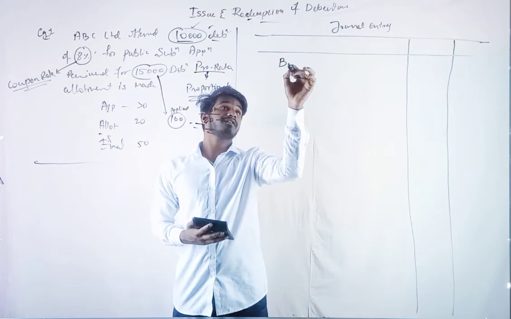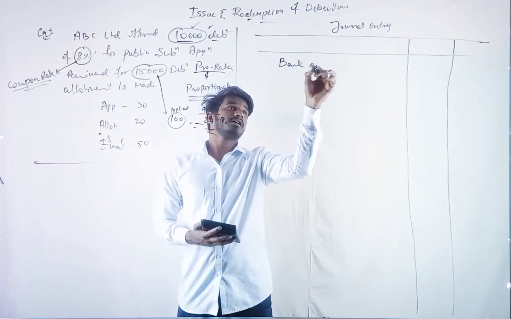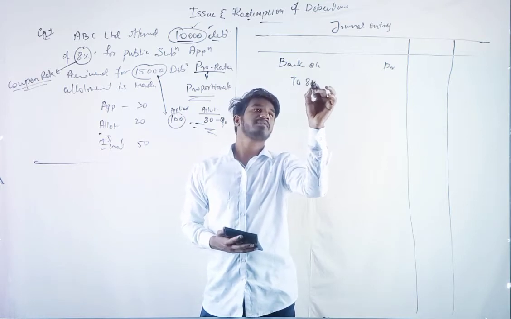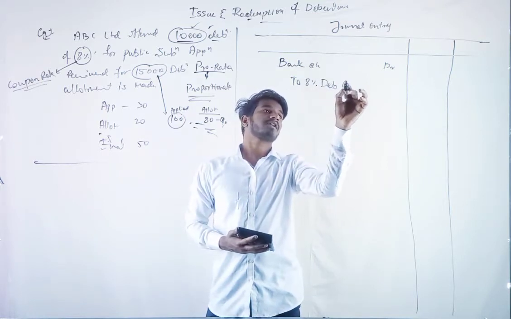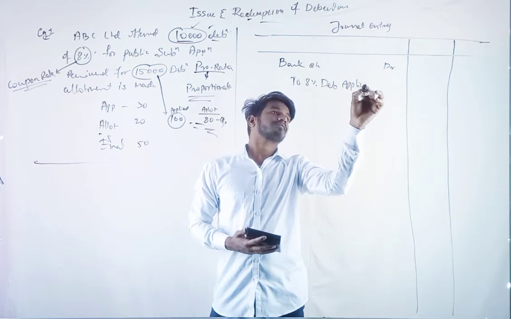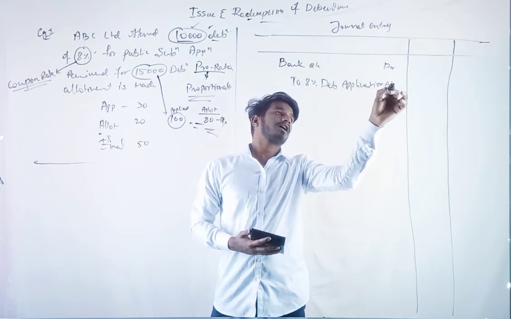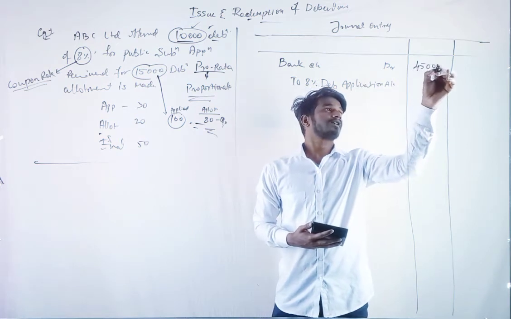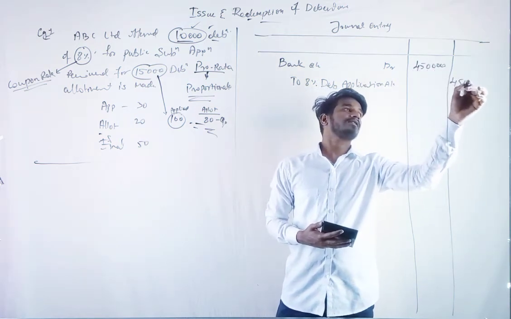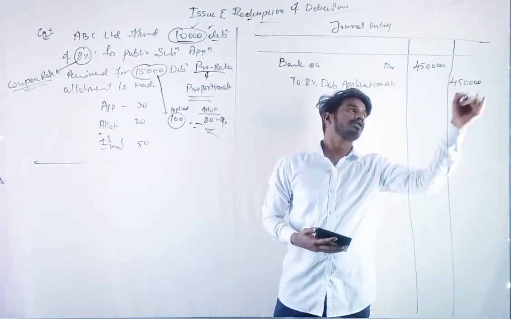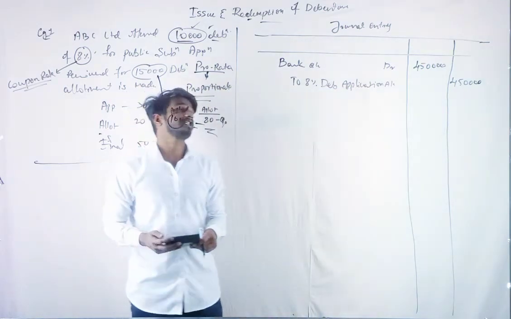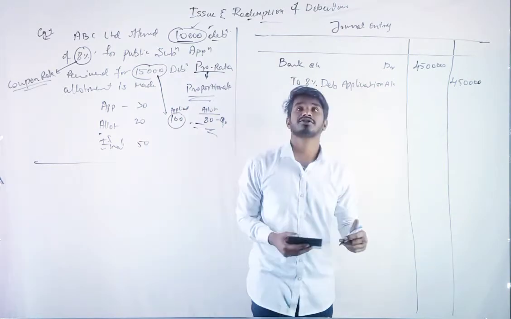Where we might have received in bank, right? Bank account debit to 8% debenture application account. How much? 4,50,000. We have received in the bank account 4,50,000. And where we will transfer, here we will transfer to debenture account.